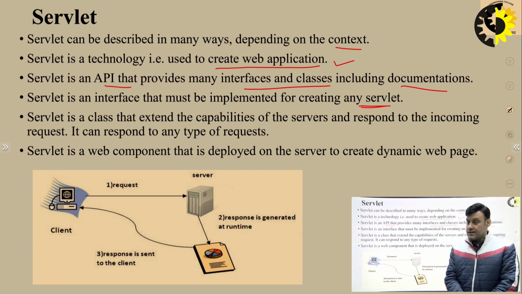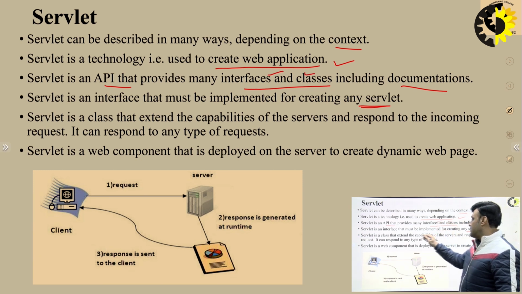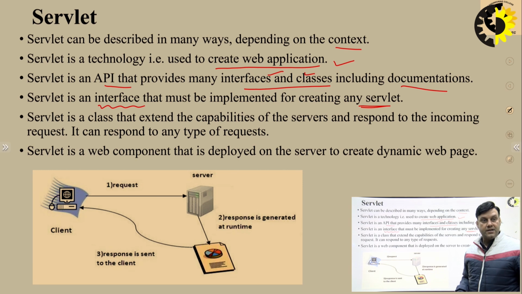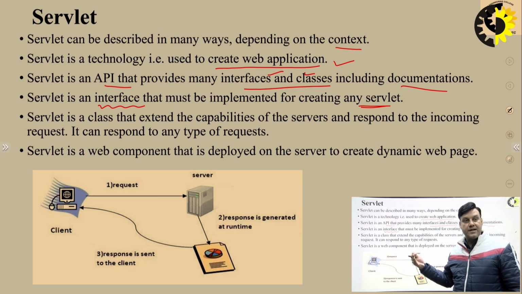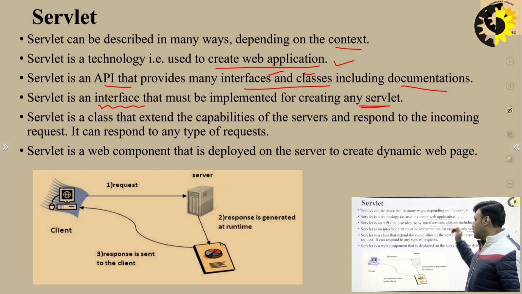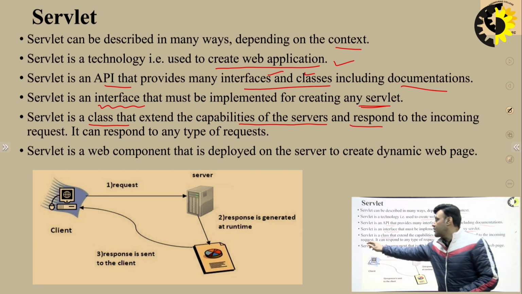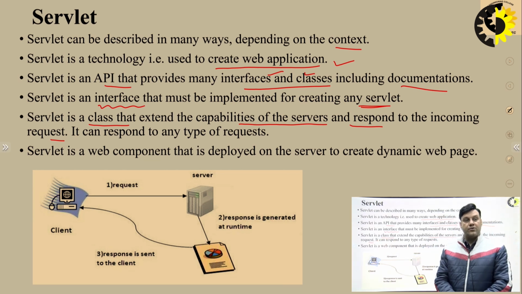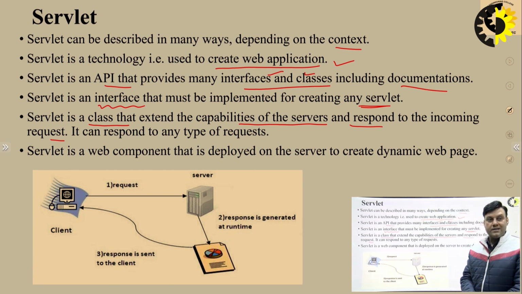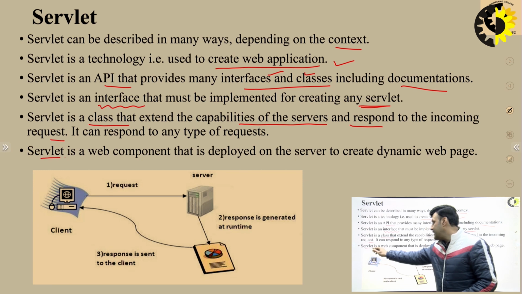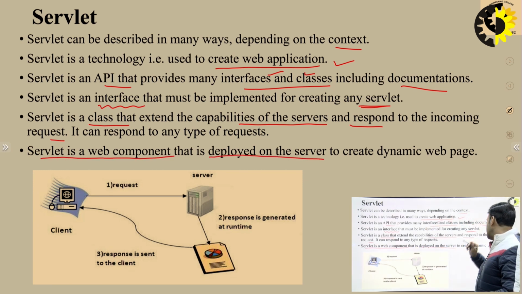Now servlet is a class, so interfaces and classes. Number 1, I have told you, it is an interface. What is the purpose of the interface? The interface must be implemented for creating any servlet. And what are classes? Servlet is a class that extends the capabilities of the server. With the help of that, the class will consist of a number of methods, okay? And it will extend the capability of the server and respond to the incoming request, right? Because we know that the request is sent to a server, okay? So servlet is a web component that is deployed on the server.